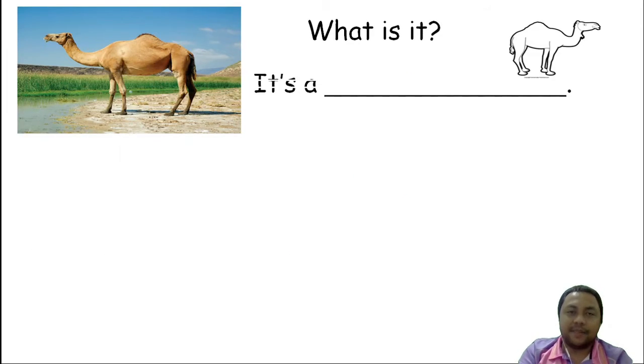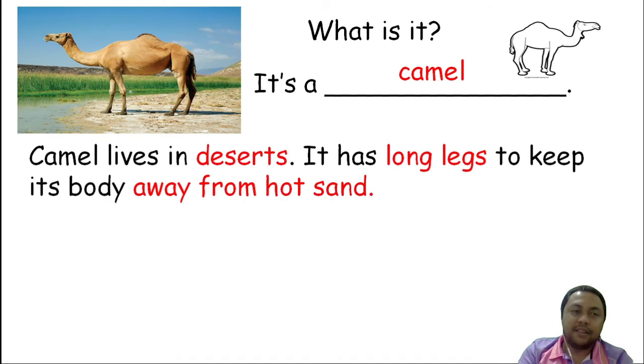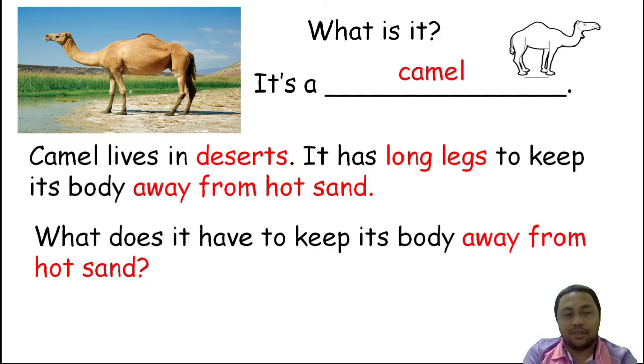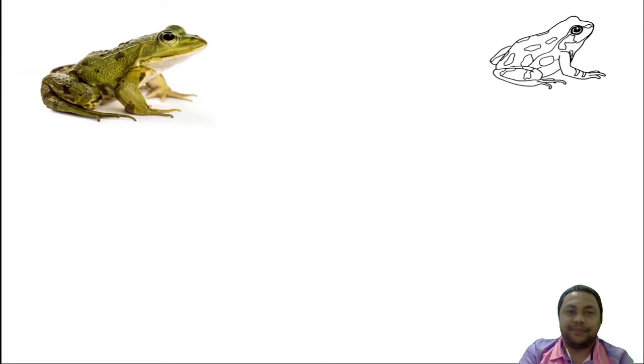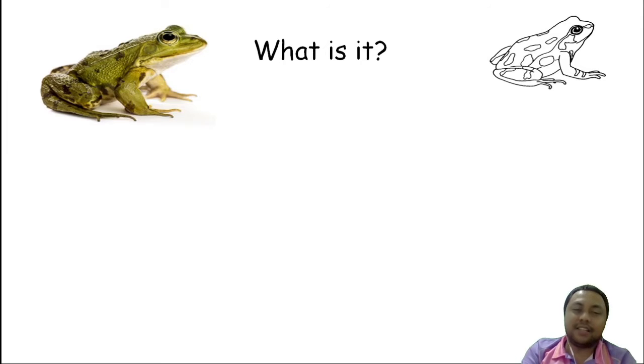What is it? It's a camel. Camel lives in deserts. It has long legs to keep its body away from hot sand. So question, what does it have to keep its body away from hot sand? Camel has long legs. Long legs. Right.